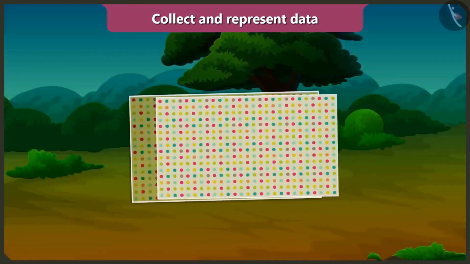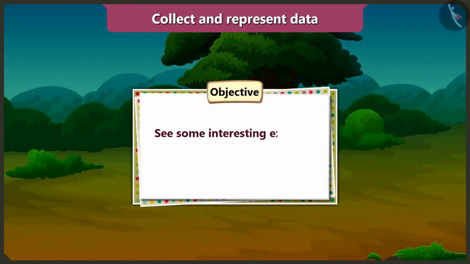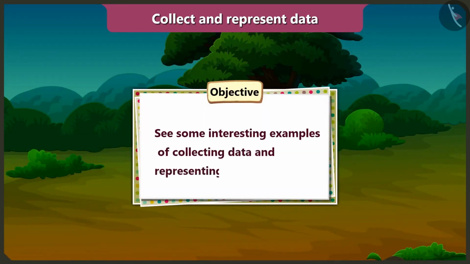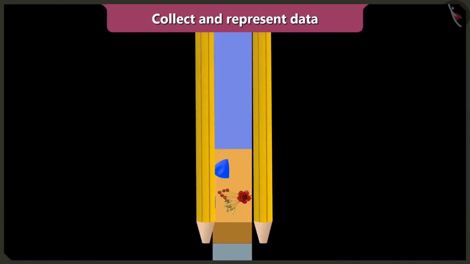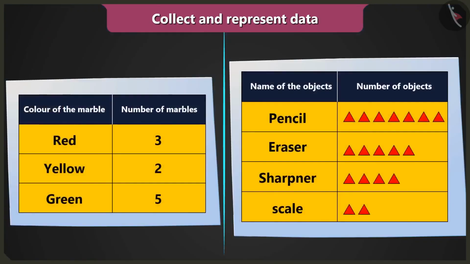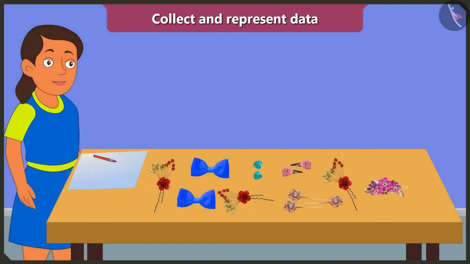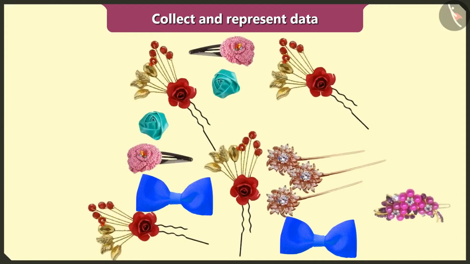Children, in this video, we will see some more interesting examples of collecting data and representing them in a table. Bunty taught me how to represent data in a table after collecting it. I can easily find out how many types and the counts of the hairpins I have with the help of a table. So first of all, I will make groups of similar hairpins.